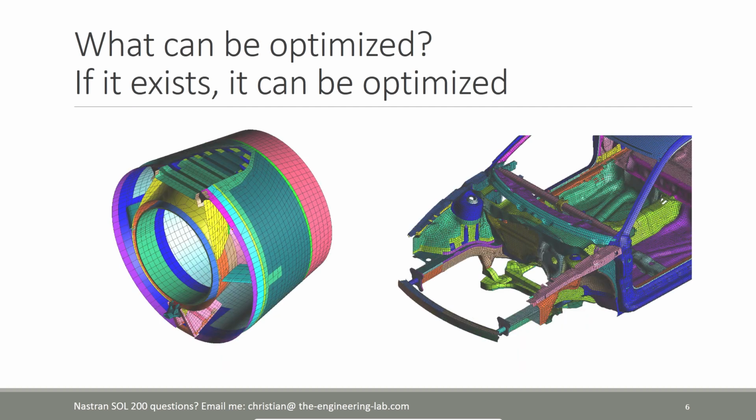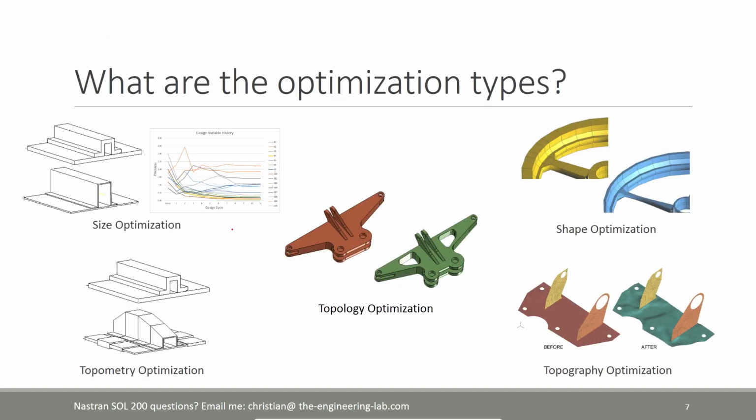Here are just some general images of finite element models I've seen out there. Really start thinking about what you want to optimize in your finite element model. If it's a structural member, if it's a material property, if it's something that already exists, definitely start thinking of how you can automatically improve it with Nastran Solution 200.